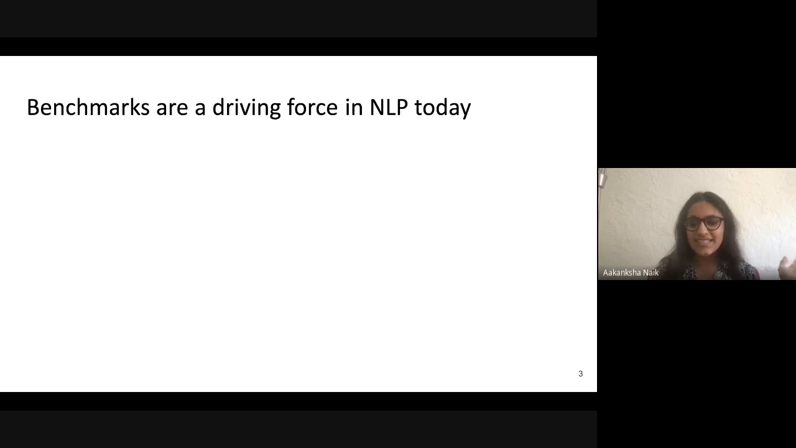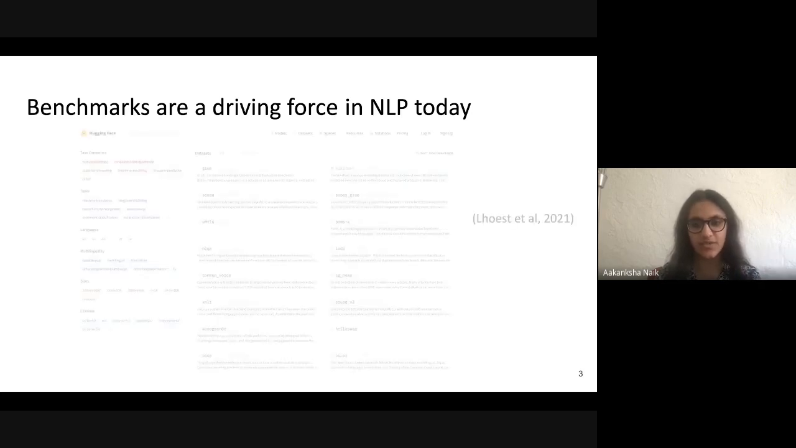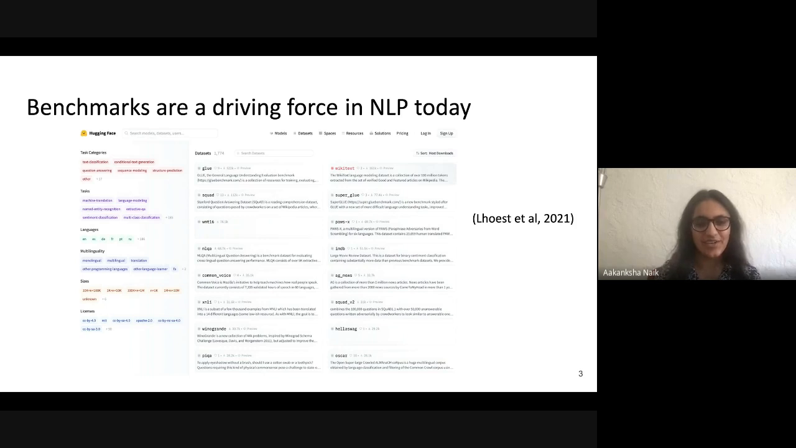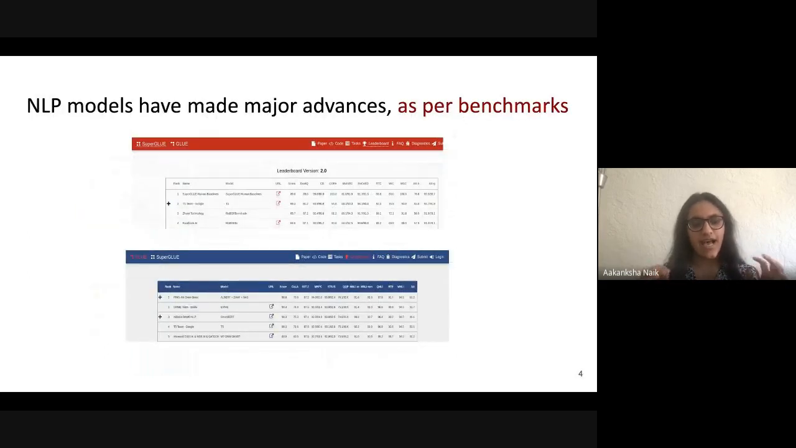And since the Penn Treebank paper, there have been tons and tons of new datasets created, a lot of recent large-scale ones, such as SNLI, MultiNLI, SQuAD, and benchmarks have become a huge driving force in natural language processing today. I think a lot of us here are aware of the Hugging Face datasets library, which also recently won the Best Demo award at EMNLP 2021. And this indicates how important benchmarks have become as a resource for model development and model evaluation in natural language processing. And these benchmarks have pushed major advances in natural language processing models.